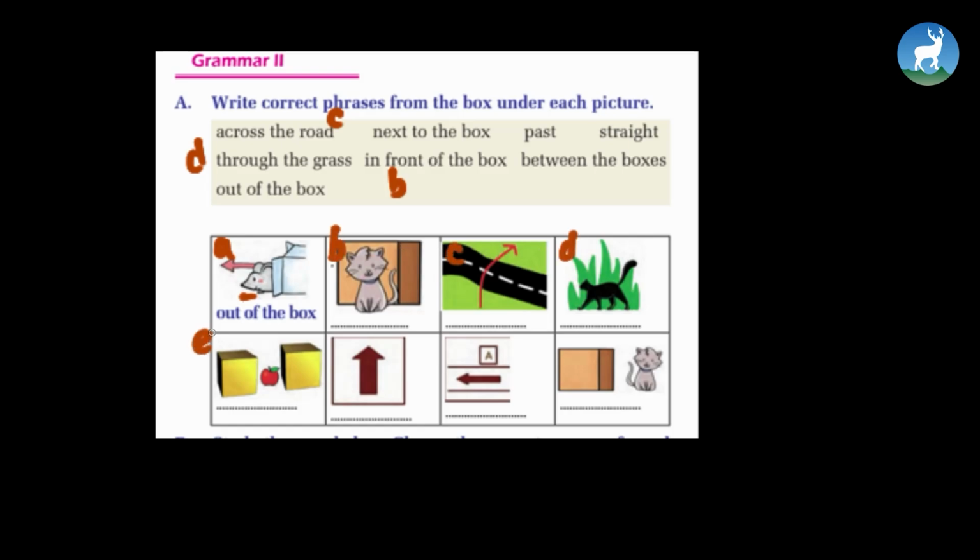Now what's in number E? Where is the apple? The apple is between the boxes. E. It's in number F. It's straight. Number G, what does it denote? It says past. We have passed a location. So this is number G, and number H is next to the box.